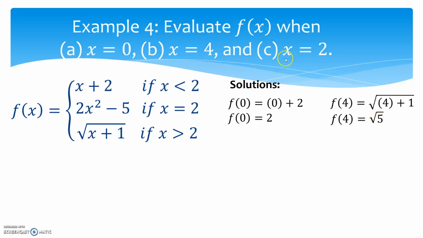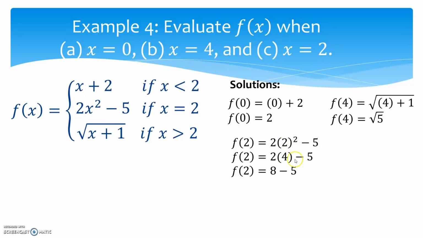How about if x equals 2? So, ito na mismo yun. Right? So, we use the function f of x equals 2x squared minus 5. So, that becomes 2 times f of 2 equals 2. Replace x as 2. Square that minus 5. So 2 times the square of 2 is equal to 4. And then we have 2 times 4 equals 8. Minus 5 equals 3.